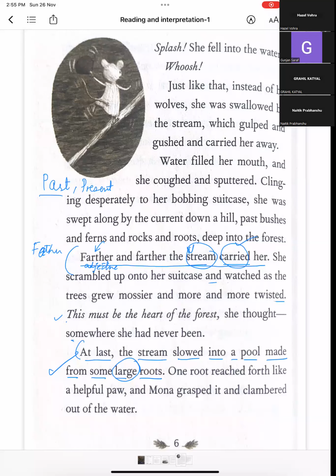Why do you think it is the heart of the forest? I will tell you. Because when you are deep inside a forest, everything looks greener to you as compared to the outside. If you are just at the entry of.